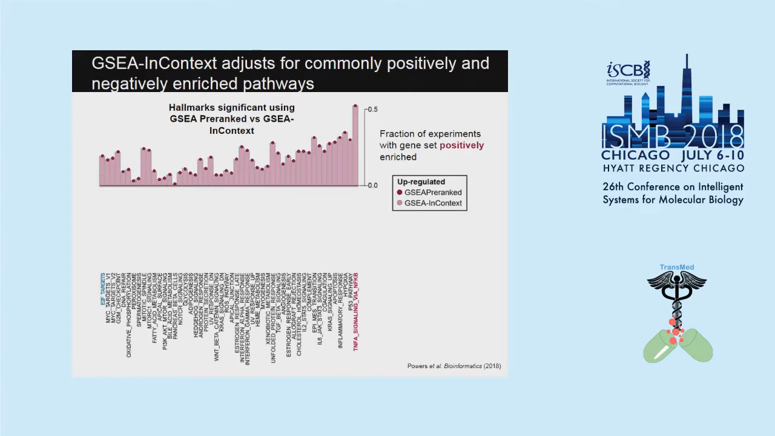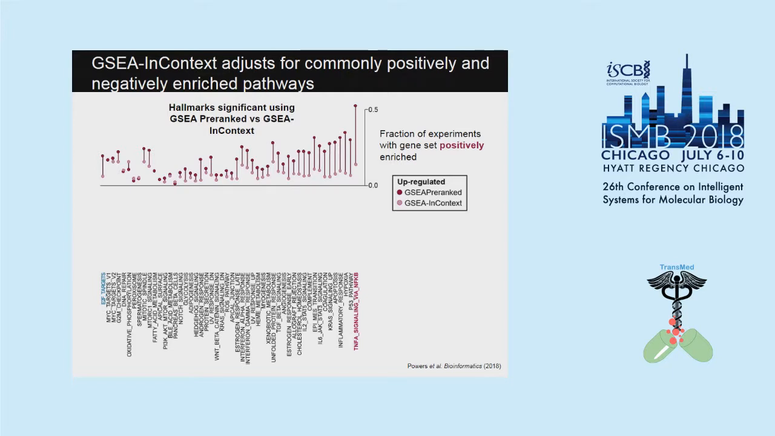So here I'm showing you the same histogram that I showed originally, with the large proportion of experiments that had the TNF-alpha signaling enriched over here. I'm just going to leave these points here and compare them now to the proportion of experiments with that gene set positively enriched when we use GSEA InContext. And what you can see is that now, here in the lighter pink color, the proportion of these gene sets when I use, I skipped a step.